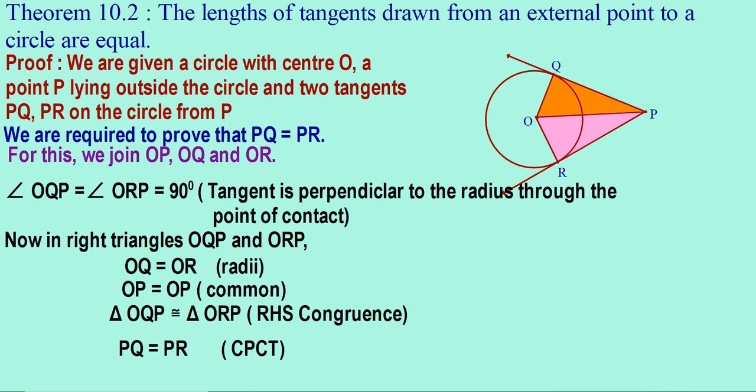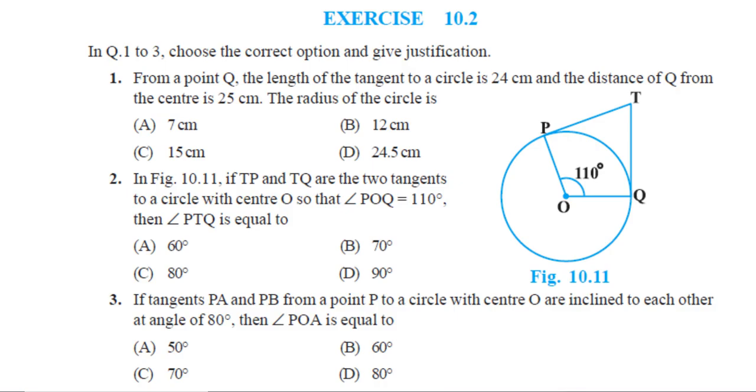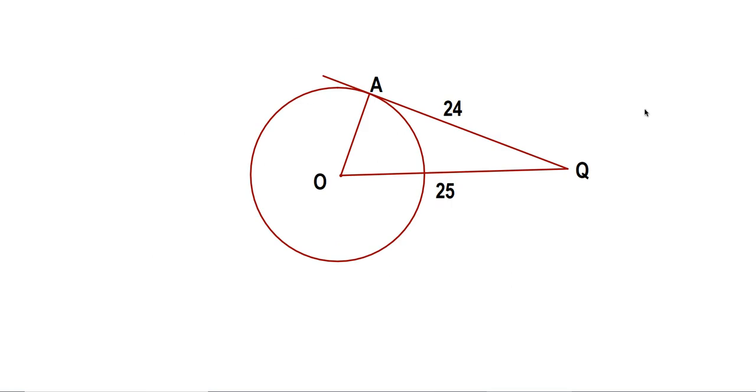Now let us look at the exercise questions. Look at the first question. From the point Q, the length of the tangent to a circle is 24 centimeters and the distance of Q from the center is 25. Find the radius of the circle. Look at the figure. Here O is the center and Q is the point. Distance OQ is given as 25 and the distance QA is given as 24. You have to find out radius OA.